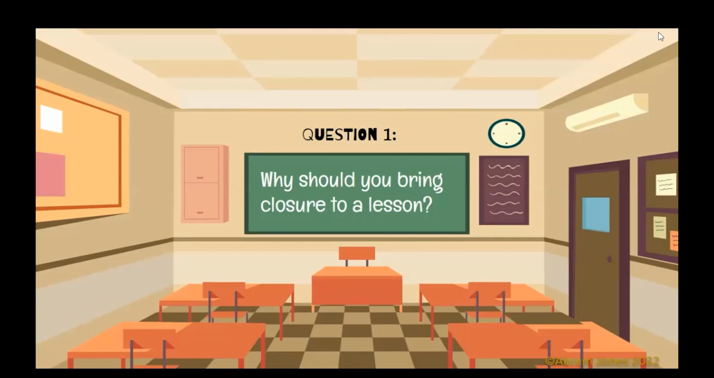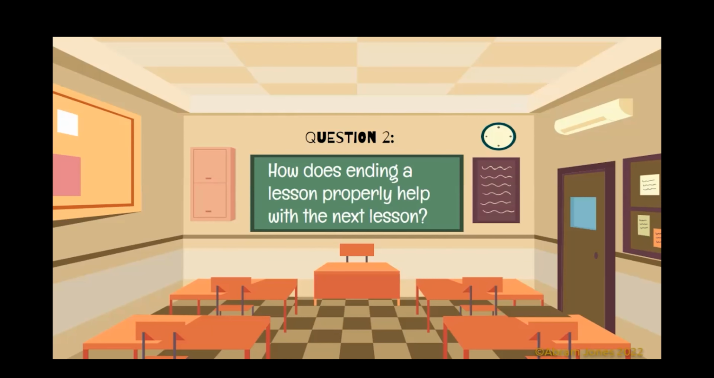All right, so if we recall from our previous lecture, we talked a lot about the idea that we need to close lessons. That's why in our pretest, we had the question about, is it okay to close a lesson this way? All right, well, we're done, see you tomorrow. And the answer was no, it was false. So why should we bring closure to a lesson? Let's recall some of the things that we talked about and remind ourselves why this is insufficient. And then we ask ourselves as well, how does ending a lesson properly help with the next lesson?